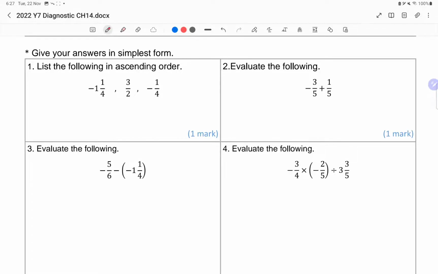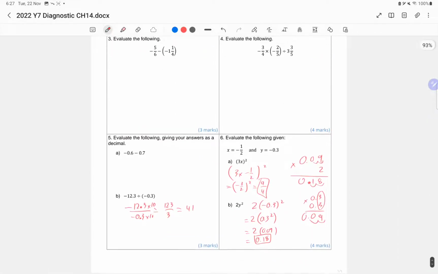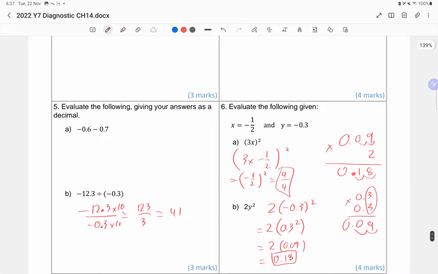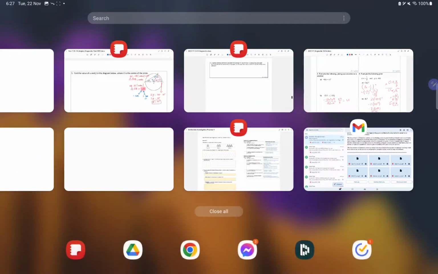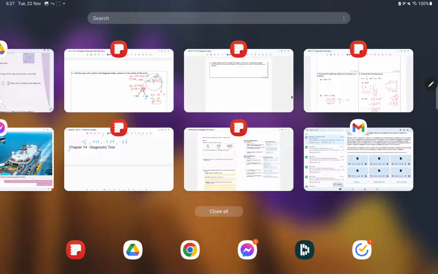Now note the ascending order. What's the lowest one? The negative 1 and 1 over 4. Yeah, that's the lowest one, and then negative 1 over 4, and then 3 over 2. I think the only thing that you need to work on is the decimal number, division and multiplication. Maybe you can find them in the challenge question as well for chapter 14. Like the addition. Maybe. Let me see.